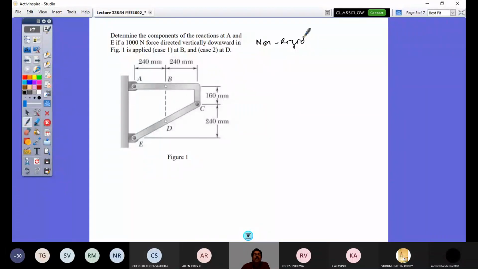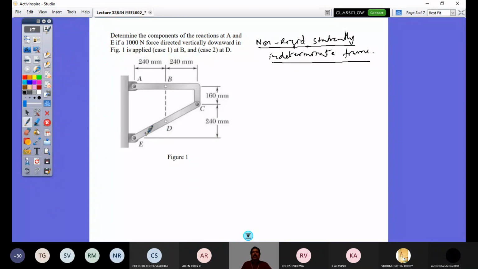And if I draw the free body diagram of the entire frame, with the 1000 Newton given for case 1 at point B vertically down, and for case 2, the second part of the problem, at point D, then you see there are 4 unknowns, so it is non-rigid, statically indeterminate frame. So how can you solve this class of frame? It is mandatory that you dismember and solve.